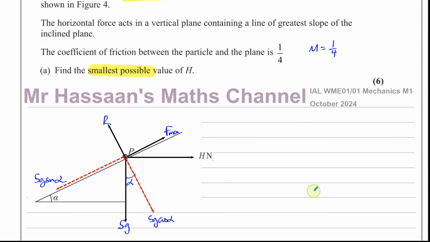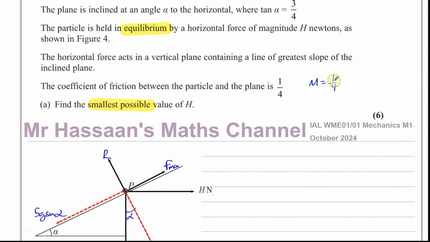Now for alpha, we're told in the question that the tangent of alpha is 3/4. By now we should be used to how to deal with something like this. We want to give things in exact values as much as we can. So tan alpha is 3/4. Remember, the tangent of an angle is the opposite side to the adjacent side in a right-angled triangle. If this is the opposite and this is the adjacent, the hypotenuse is going to be 5. 3, 4, 5 triangles, as we know.